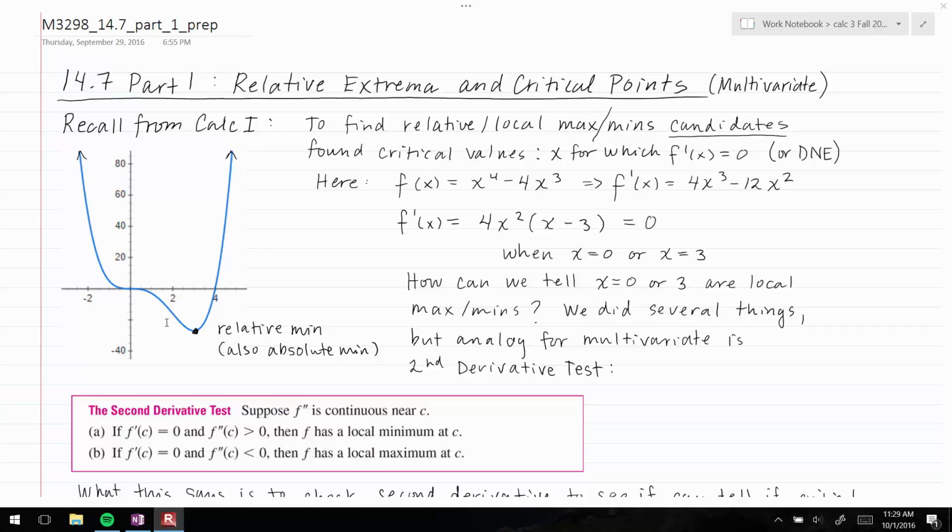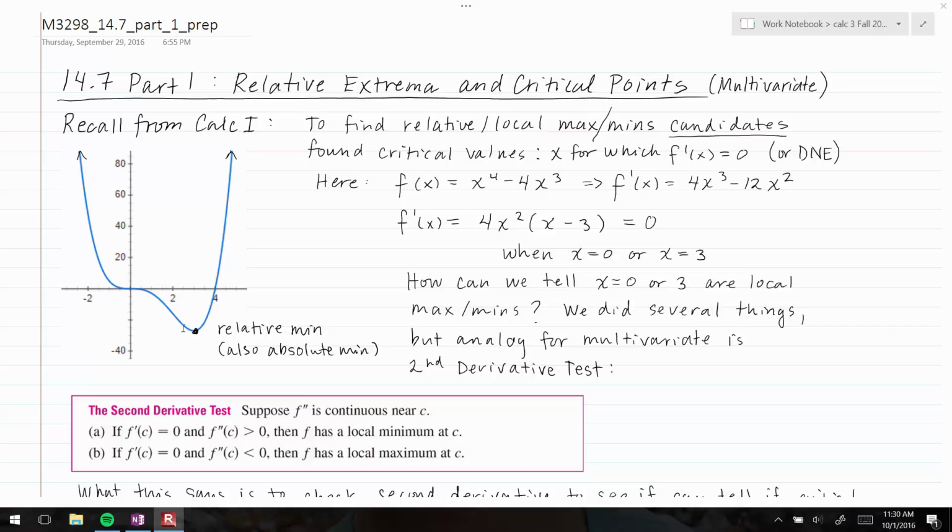Here we have this function shown in blue, and we can see there's a relative minimum here. It also is an absolute minimum, and we'll be talking about absolute minimum in part 2 of this section and also in section 14.8. But for now, anything that's locally a low spot, we're going to call a relative min.